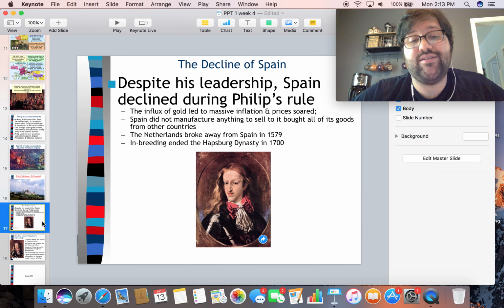See, the Netherlands broke away from Spain in 1579. That was bad for Spain because the Netherlands were known for trade. They had established really profitable trade routes. They made a lot of money for Spain. So it was another hit while they were already having other problems. And then the final one, which is a big deal, but a different kind of tone to it, is it says the inbreeding will end the Habsburg dynasty in 1700. So a little bit down the line.